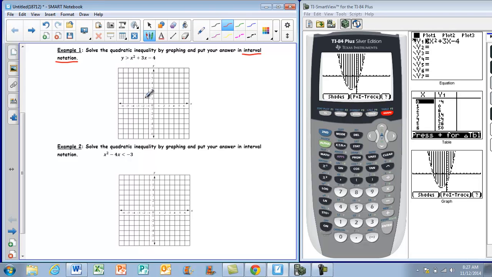So when we were writing in interval notation before, we had those and and or statements. If you have shading inside the parabola, like we have here, this is going to be an and statement. If you have shading on the outside, that's going to be an or statement.